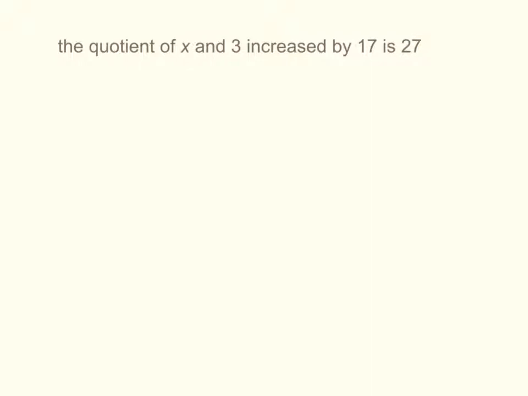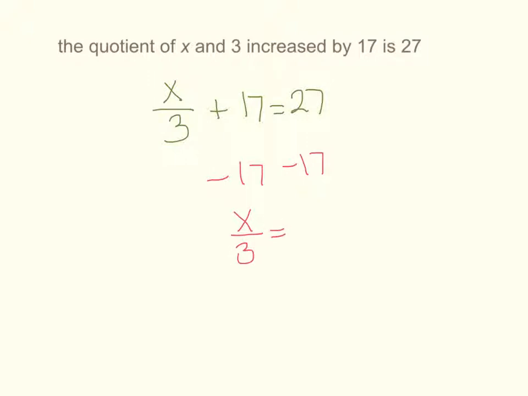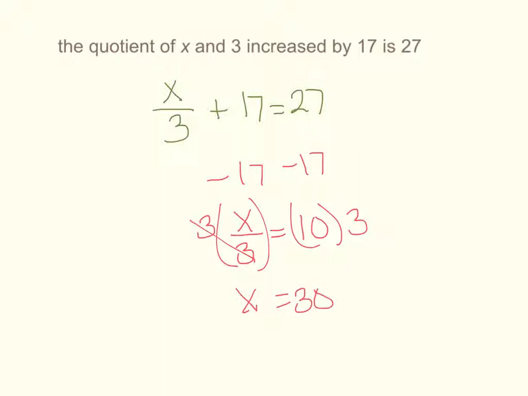Okay, let's start again with our equation. The quotient of x and 3. So it would be x divided by 3 increased by, so plus 17 is 27. And that right there would be your first answer. Now to solve, subtract 17. So x over 3 equals 10. Then we multiply both sides by 3. So x equals 30. So 30 would be your second answer.